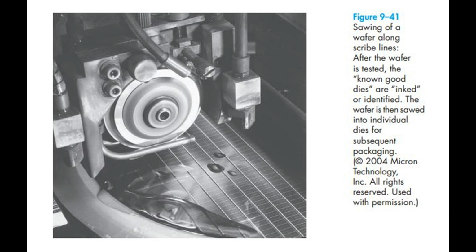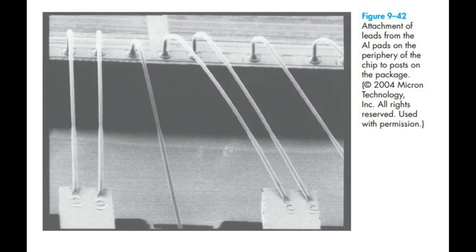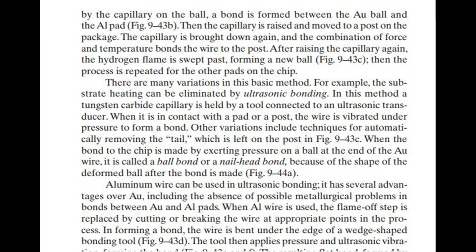Figure 941. Sawing of a wafer along scribe lines. After the wafer is tested, the known good dies are inked or identified. The wafer is then sawed into individual dies for subsequent packaging. 2004 Micron Technology, Incorporated. Figure 942. Attachment of leads from the aluminum pads on the periphery of the chip to posts on the package. 2004 Micron Technology, Incorporated.